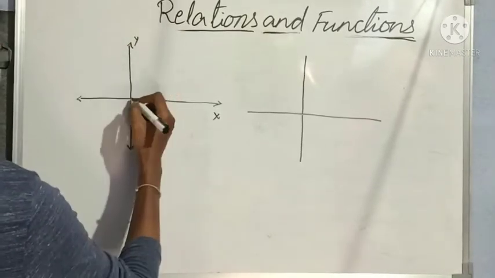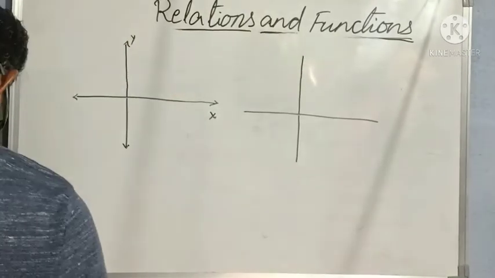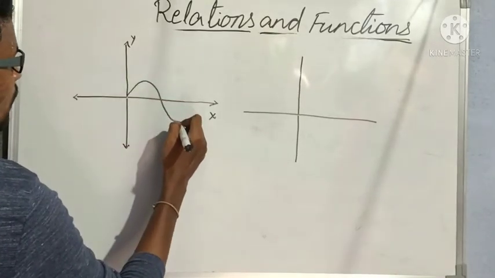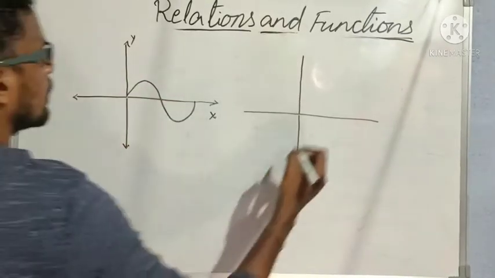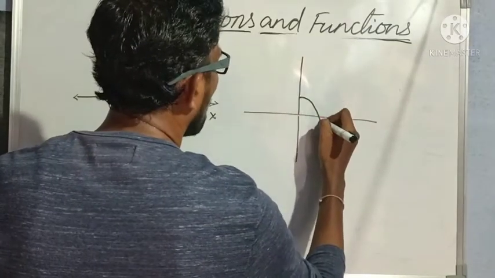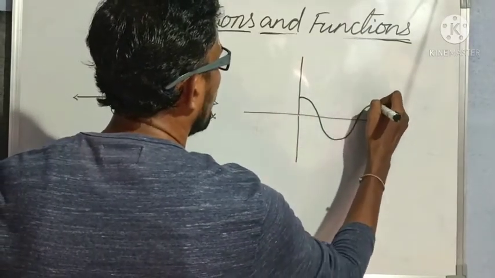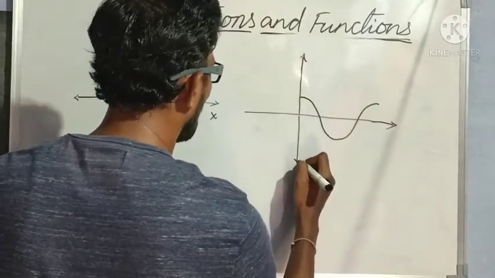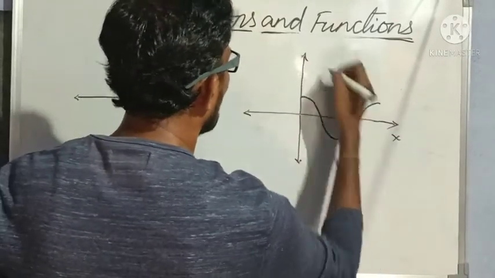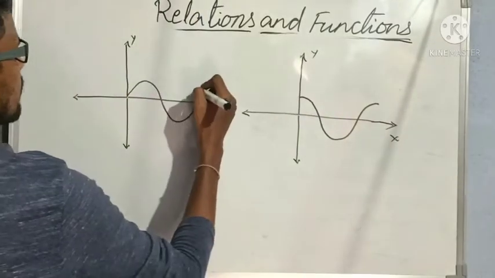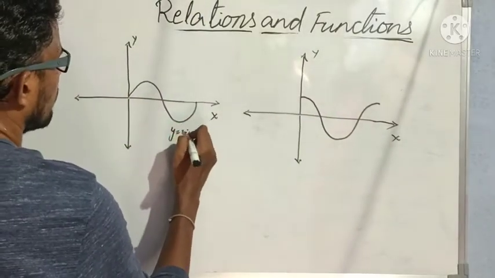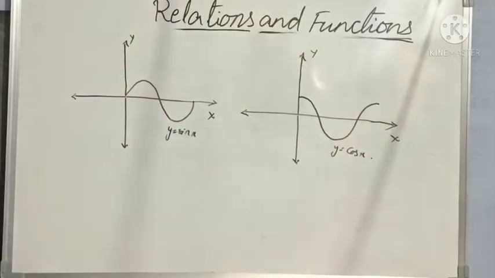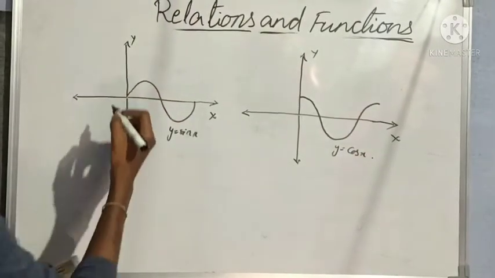So now the graph of sin x will be like this. So this is the graph of sin x, and this is the graph of cos x. Okay, this is the x axis, this is the y axis. This is the graph of y is equal to sin x, and this is the graph of y is equal to cos x. So now let us see the horizontal line test now.